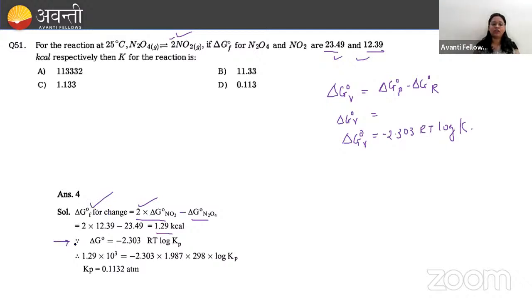And we know the relation of that with our equilibrium constant. So just put the value of delta G0, divide by 2.303, divide by R, divide by T. You will get the log of Kp value. Transfer this log to the other side of the equal to sign, and you have to find the anti-log of the given number which is going to come here. After doing this anti-log calculation, you will get the value for Kp. That is option D, that is 0.114.